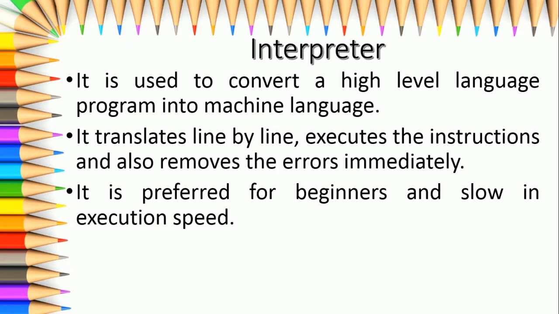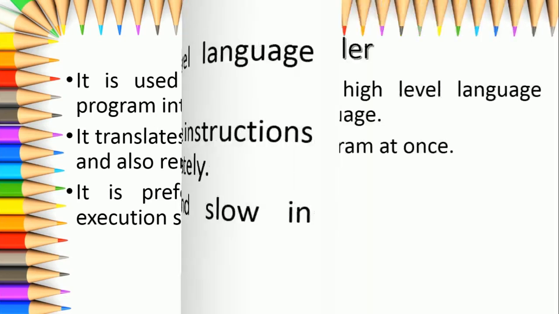Yes, but there is a difference between interpreter and compiler. So we will see the difference. It translates line by line. So one by one the lines are executed, and accordingly the errors are also removed from there. It is doing the debugging of it. It is preferred for beginners and slow in execution speed. Yes, it is very slow compared to compilers, and it is used for beginners, those who do not know how to do the programming or how to execute it. For them it is easy. Interpreter.